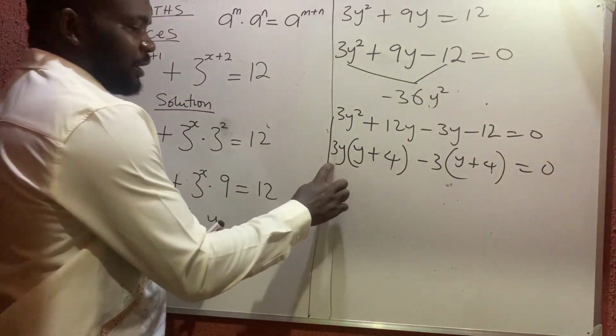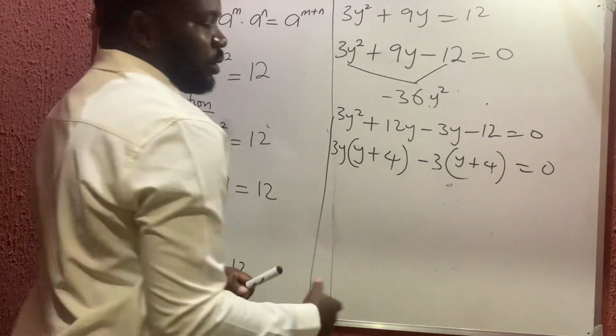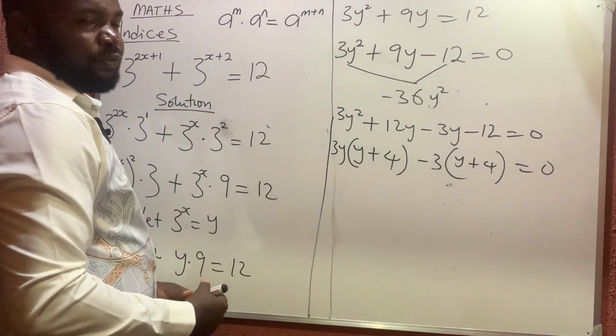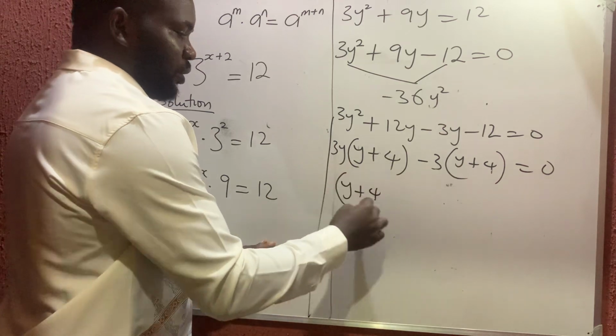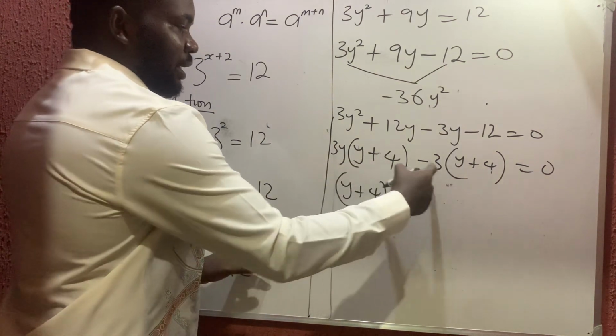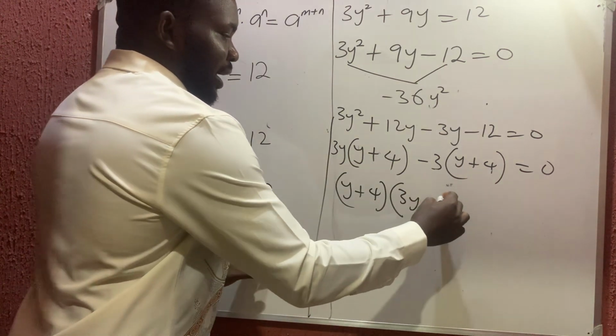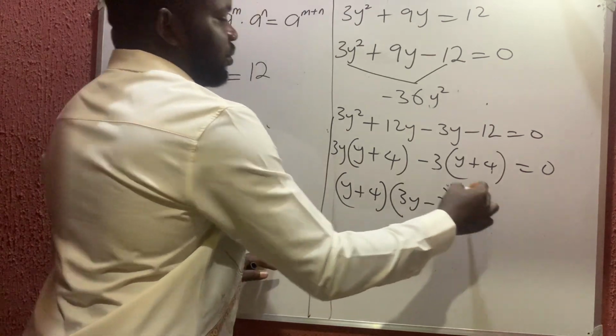Now, let's check this line and this line. What do they have in common? Look at it very well. You see that they both have y plus 4 in common. And then the only thing that is remaining now is 3y minus 3, is equal to 0.